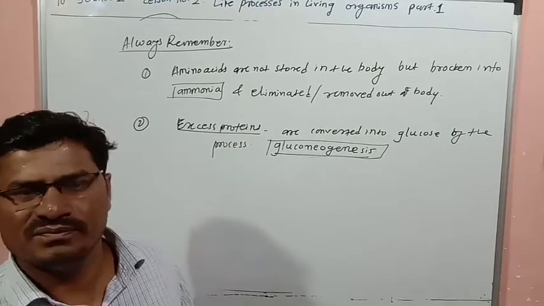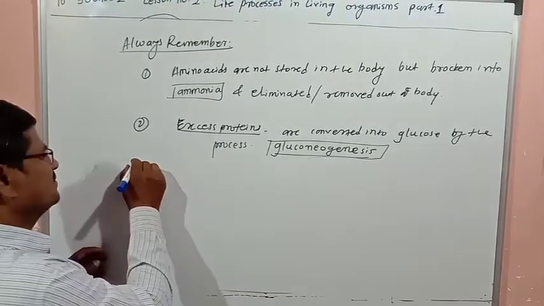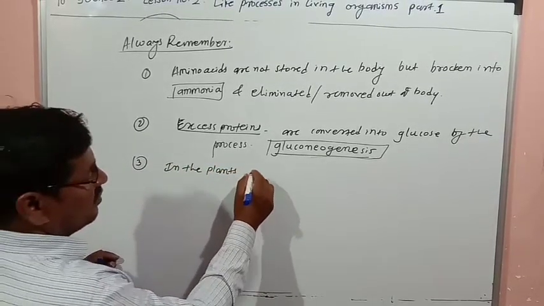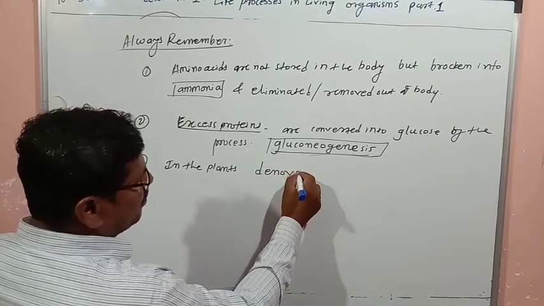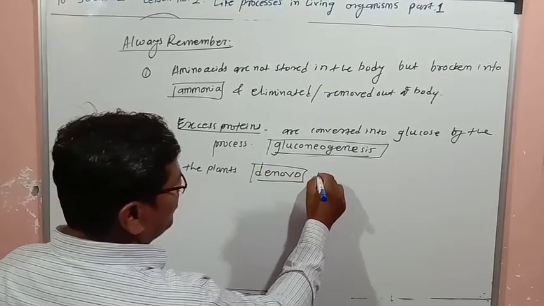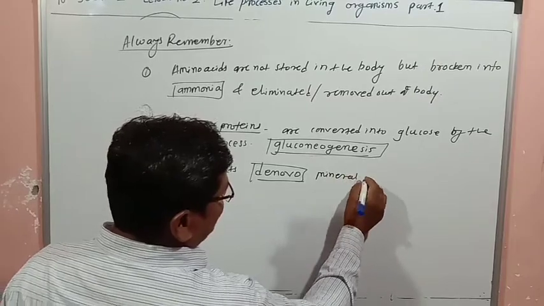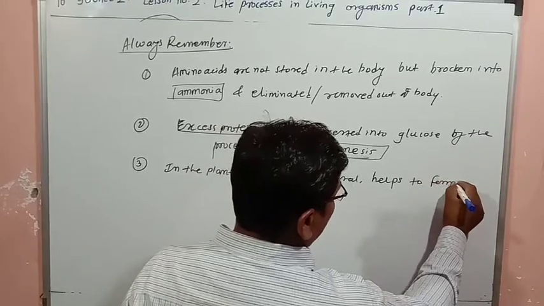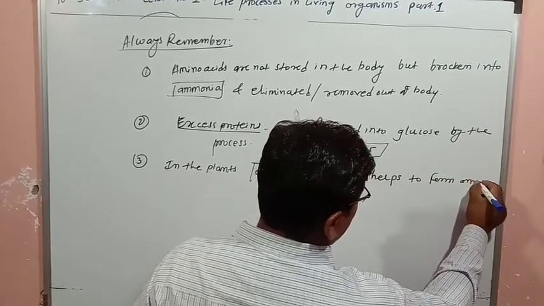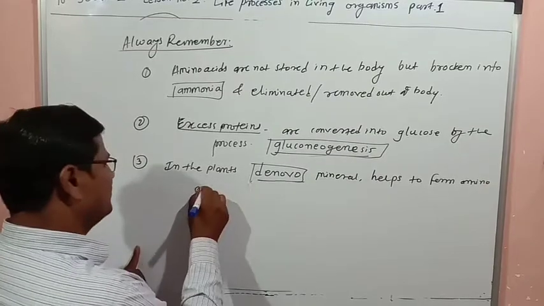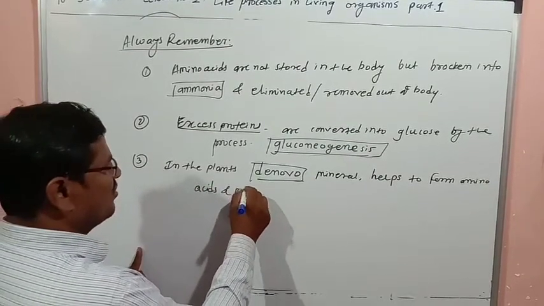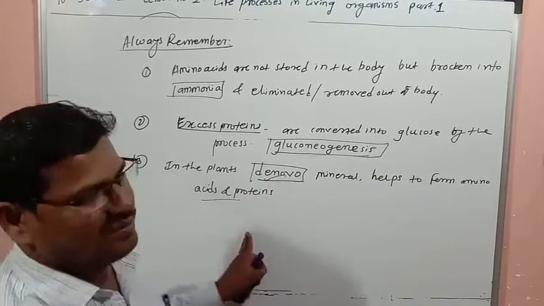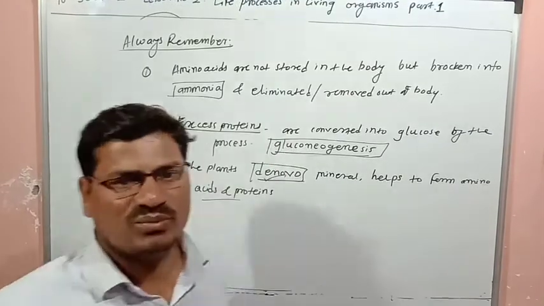Now another thing in the plants is de novo. Which de novo mineral is there? It helps to form amino acids and proteins. So in the plant, which mineral is there? De novo, and it helps for the formation of amino acids and proteins in the plants.